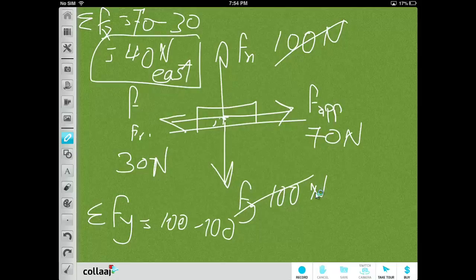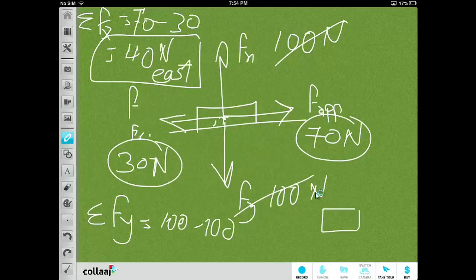And to the east, because 70 is more than the 30, the object is going to move towards the bigger force. So if you wanted to draw the final diagram, you'll find out that the object looks like that, pulled with a net force of 14 newtons to the east.